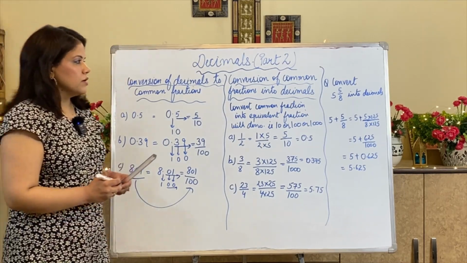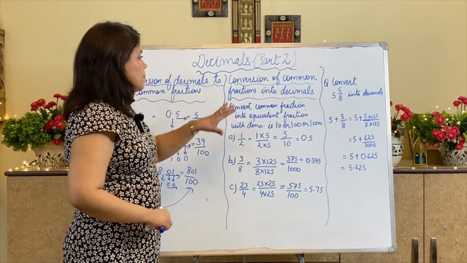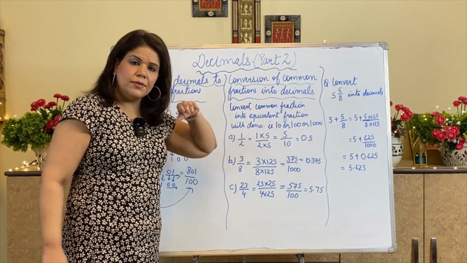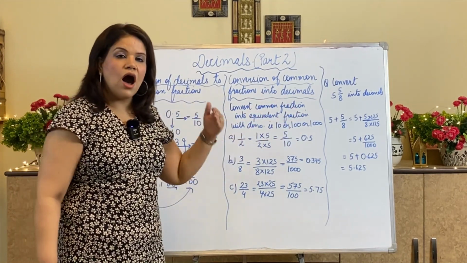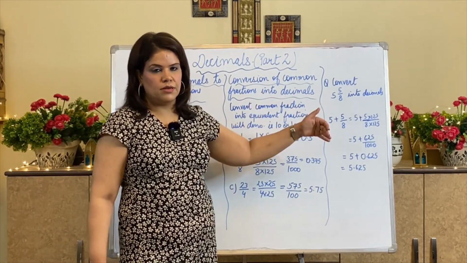Now I am coming to conversion of common fractions into decimals. If I had been given common fractions, how can I go to a decimal number?